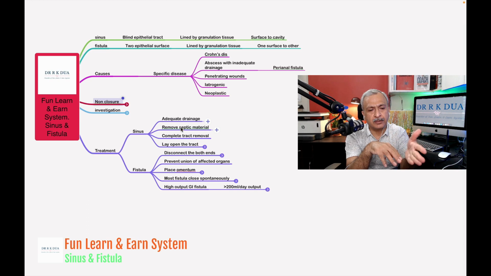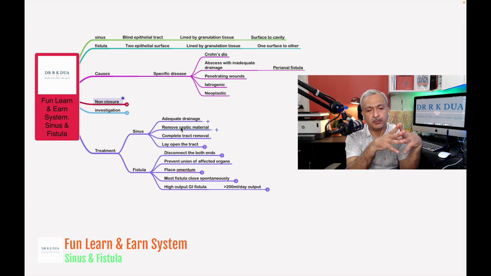So disconnect both ends, and prevent the union of the affected organs. That is very important. Suppose we have closed this, and we should place something in between the two surfaces which we have closed or repaired. So that could be your omentum. We can place the omentum between the two, otherwise what will happen, if the raw areas touch each other, they will again unite and may again form the fistulous tract. So place the omentum. Most fistulas close spontaneously.